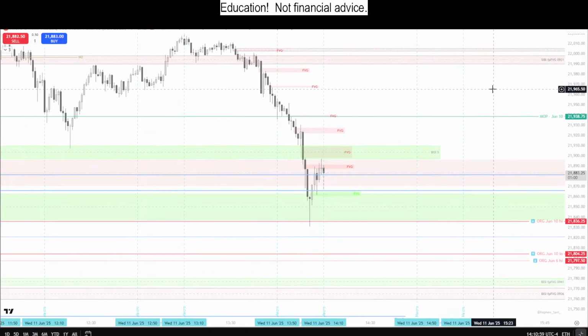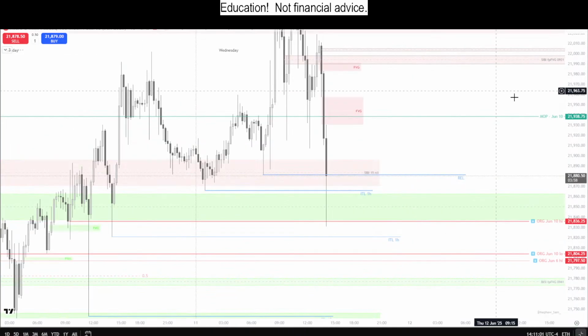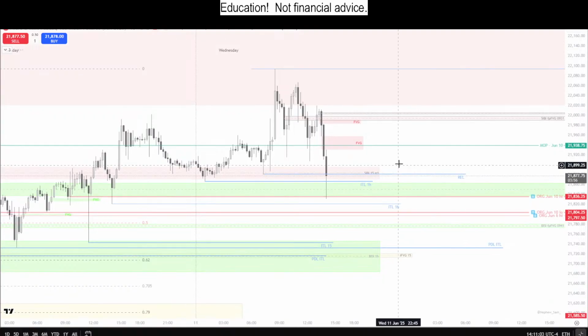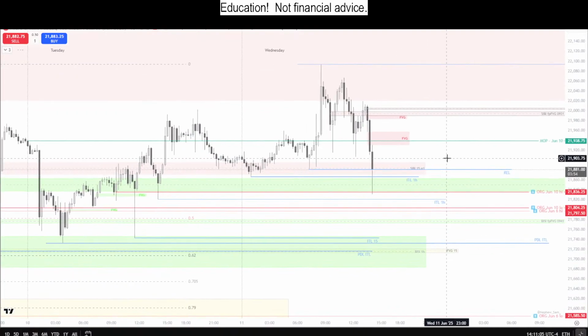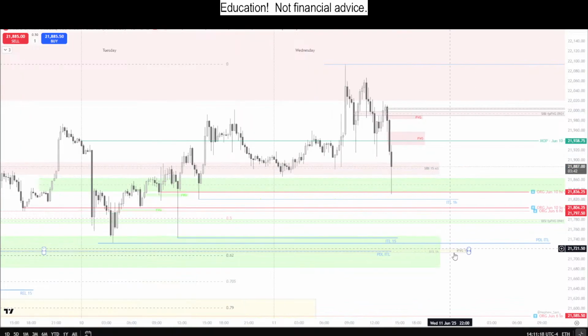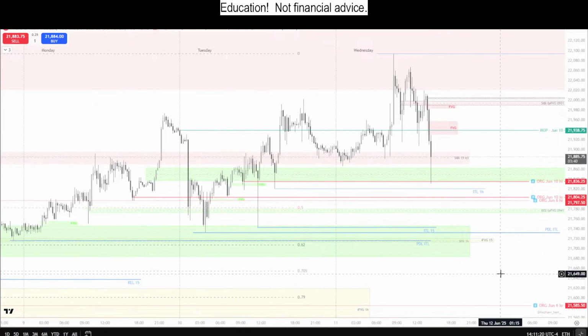All right, back to 15-minute, just to get a sense of the lay of the land here. Okay, so we came down, put in a low over here. We did not take out this low. We did take out several other lows. So let's clean this up here. Have this 15-minute reclaimed bullish fair value gap.